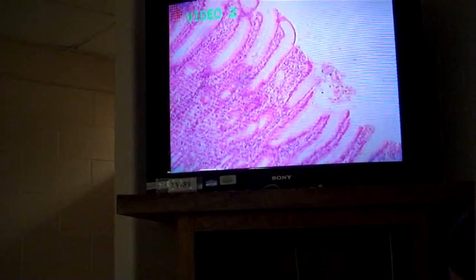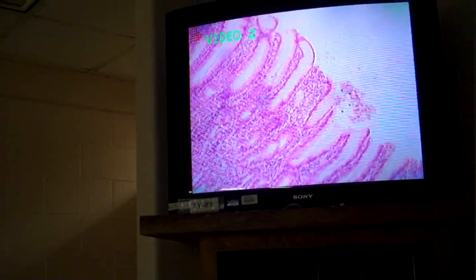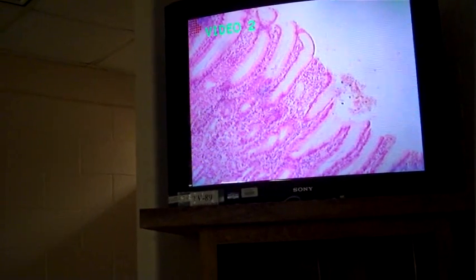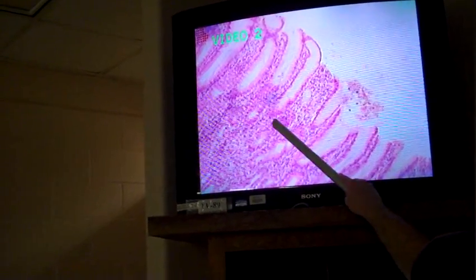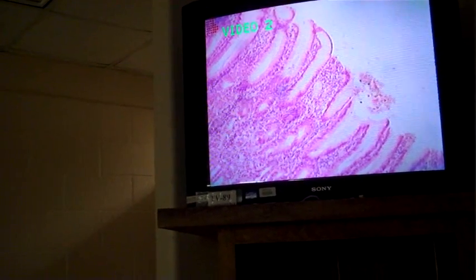If we go below the mucosa, then the next layer that we find is submucosa. And again, submucosa throughout the entire digestive tract is essentially going to be the same type of tissue. It's going to be connective tissue, and its job is to help hold the mucosa to the actual muscle layer underneath. So this tissue that we see here is going to be the submucosa.